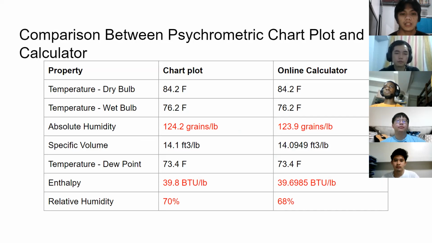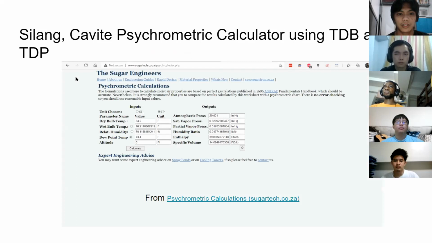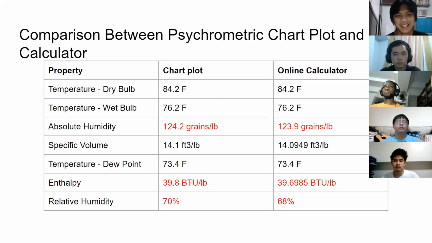So this is most likely due to estimation error from the chart plot, as it is only accurate for about a decimal point, whereas the online calculator is accurate for a lot of decimal points. That is it.